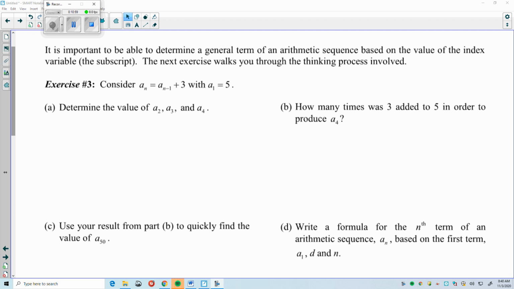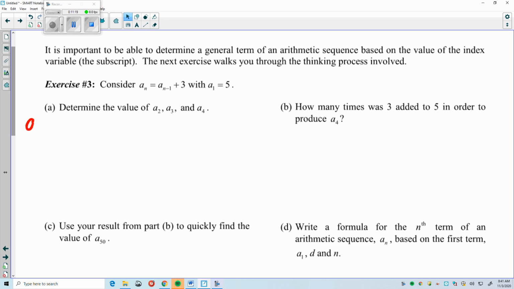So we need to figure out a general term of an arithmetic sequence. And we're going to go through this formula developing process. So we have this formula, and it says our first term is 5. Okay, so we're going to determine the value of a sub 2, 3, and 4.